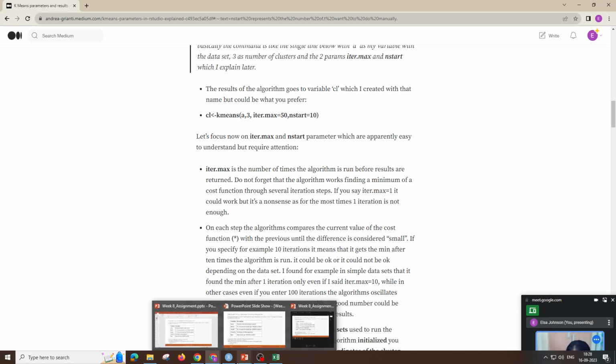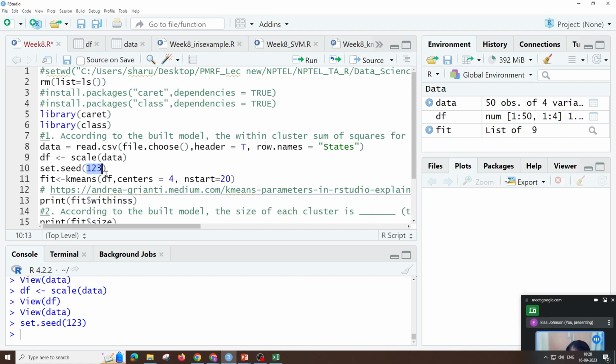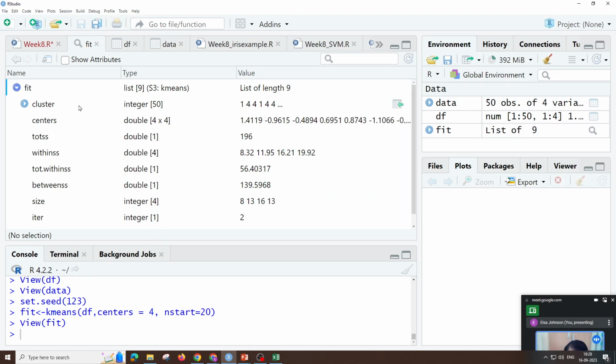So then after that, you have set the seed. I think I have run till that point, and then you are fitting the k-means model. So fit is a list of 9. You can see cluster here, then centers. There will be 4 cluster centers, and with that the total sum of squares, within sum of squares, total of within sum of squares, between sum of squares, everything you will be getting in this model. We will see each one by one.